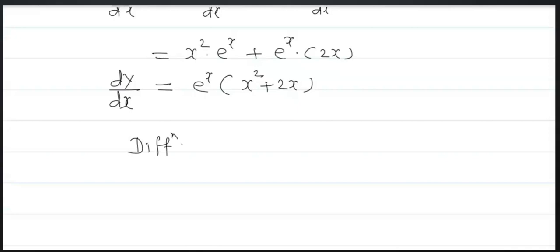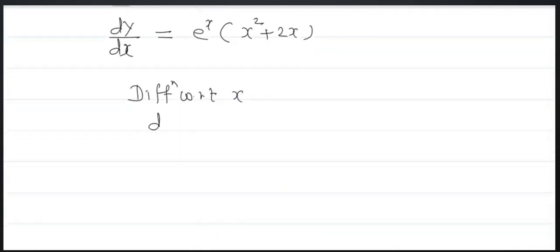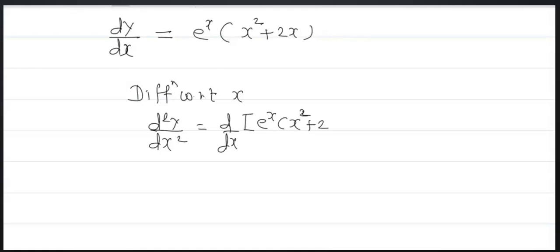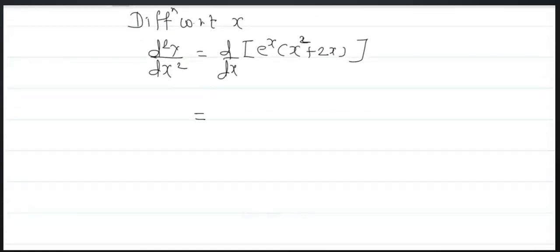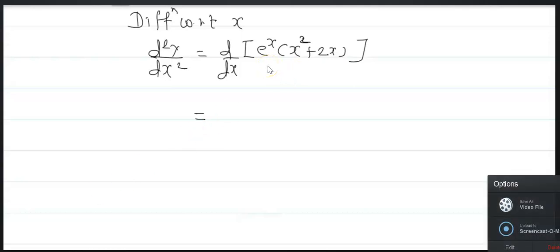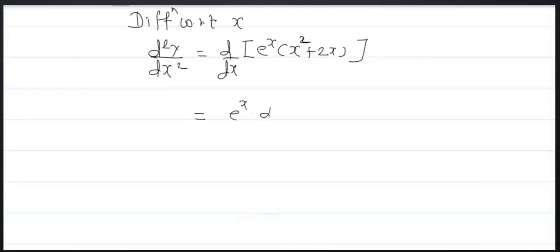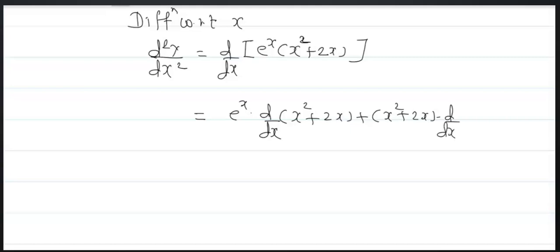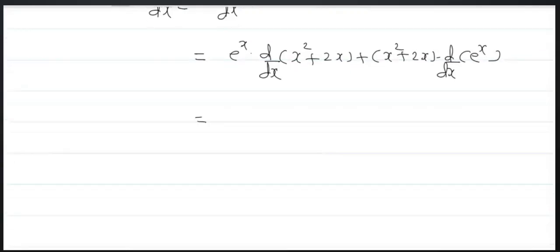Now differentiate this with respect to x. Therefore d2y by dx square is equal to d/dx of e raised to x in bracket x square plus 2x. Here we will apply the product rule for e raised to x and x square plus 2x. This is u and this will be v. See this. e raised to x into d/dx of x square plus 2x plus x square plus 2x into d/dx of e raised to x.